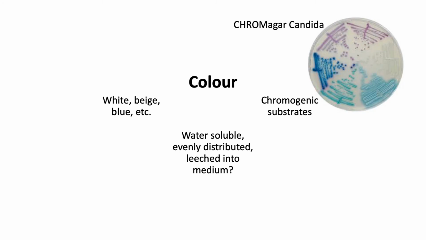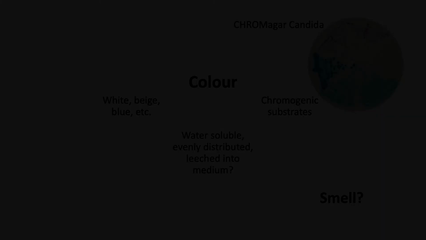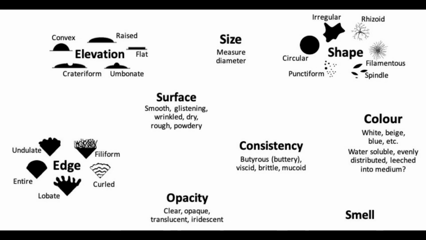Another important colony characteristic to consider is smell. Pseudomonas aeruginosa has a sweet grape-like scent, whilst Proteus mirabilis is sometimes described as smelling like chocolate cake. Expert microbiologists will consider each of these characteristics to help them identify the unknown bacterial species present.